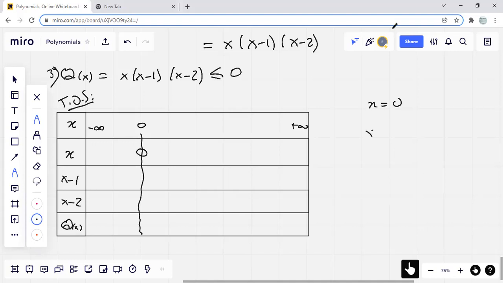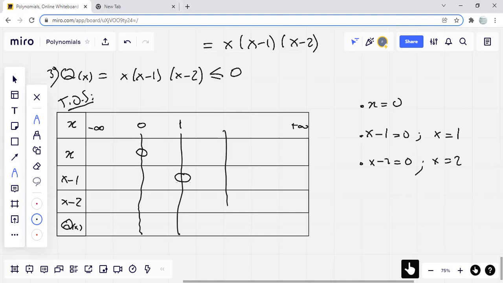Now when is x minus 1 equal to 0? X minus 1 is equal to 0 when x is equal to 1. We take the minus 1 to the other side. So we have here a 1. At 1, x minus 1 is 0. And x minus 2 is equal to 0 when x is equal to 2. So we also draw a vertical line at 2, and this will be equal to 0 at 2.